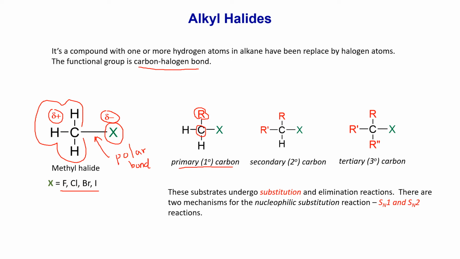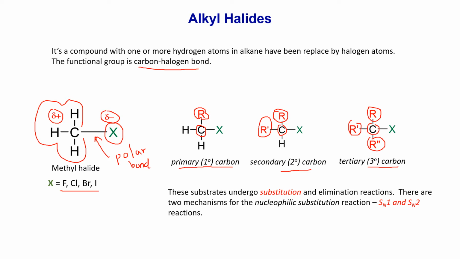If the alkyl halide is bonded to two other carbons, if you look at this carbon center here, it's attached to one R group and another R group, which has carbon on it, so we call it a secondary carbon, right? It's a secondary alkyl halide, okay? If this carbon is bonded to three other carbons, so this R1, 2, and 3 right here, then we call it a tertiary carbon or tertiary halide, right?